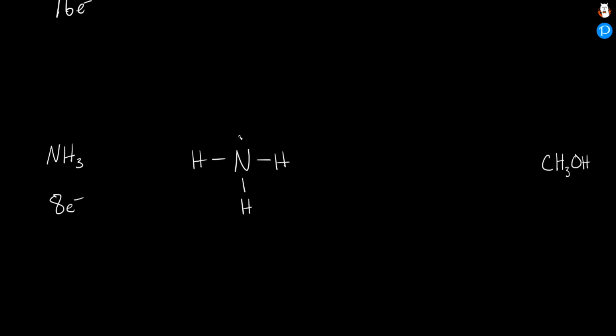But nitrogen here, we're going to put that other 2 electrons on nitrogen because it does need 8 electrons around it. So 2, 4, 6, 8 for nitrogen. And then each of these hydrogens is getting 2 electrons from these bonds. And I'm showing a total of 8. And so this one's done for NH3.